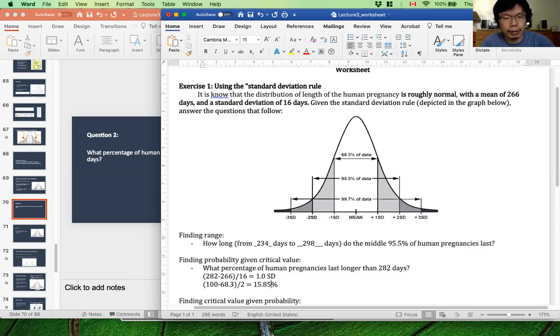85. Okay, great. Right. So now we are given a critical value that is 282, and we will be able to determine how likely or unlikely this human pregnancy falls in a range that is higher. This range is higher than that critical value. Okay.